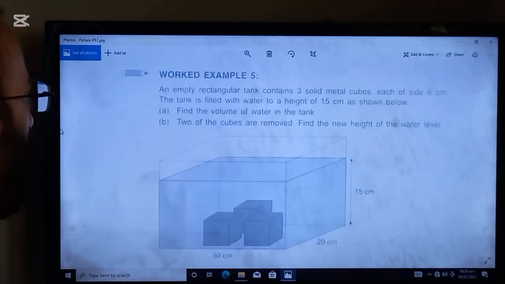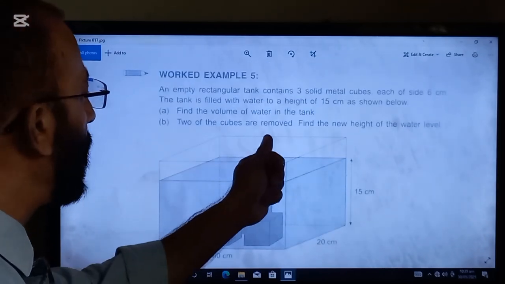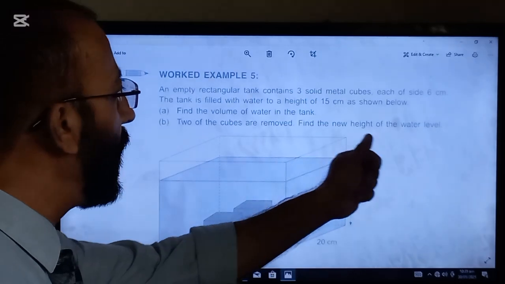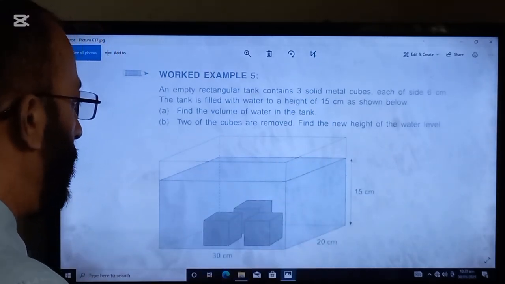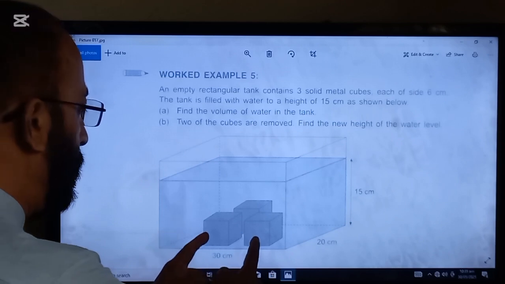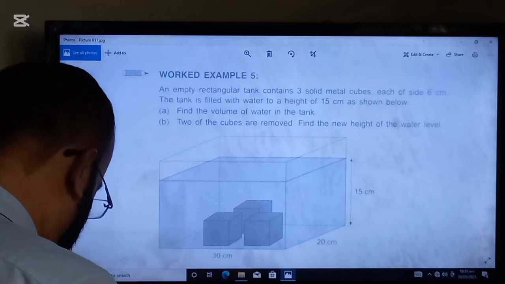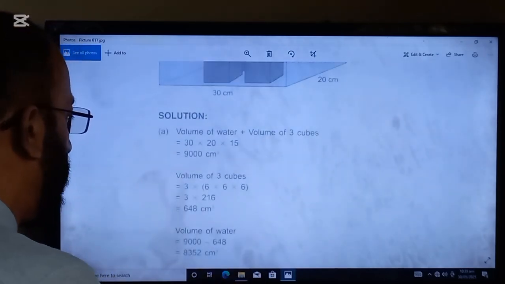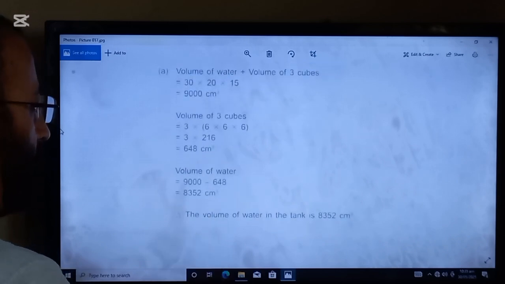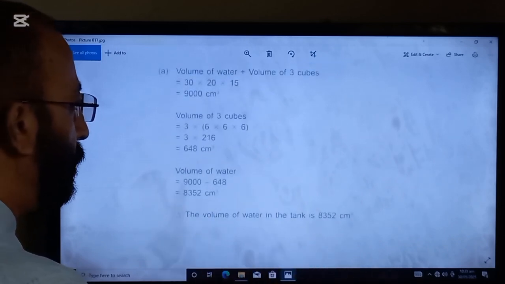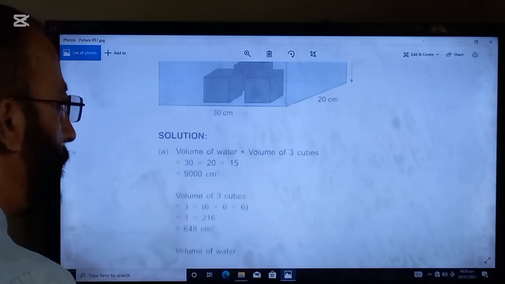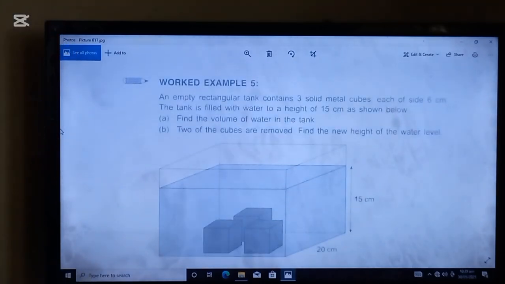The second requirement is 2 of the cubes are removed. Find the new height of the water level. So the method will be, first we will find the volume of the 2 cubes. That value will be subtracted from the volume of the water. So that will be equal to the volume of the water then.